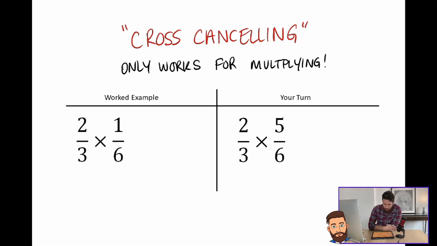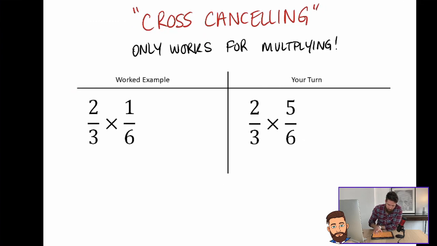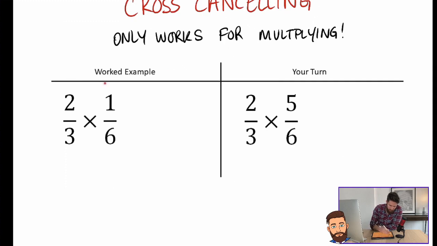So you can't use this technique when you're adding or subtracting. You can only use it when you are multiplying. And how does it work? You look at your original question, and you look at the diagonals, and you ask yourself, if I look at this 2 and this 6, can I see a number, a factor, can I cancel these, can I simplify 2 and 6 before I start?